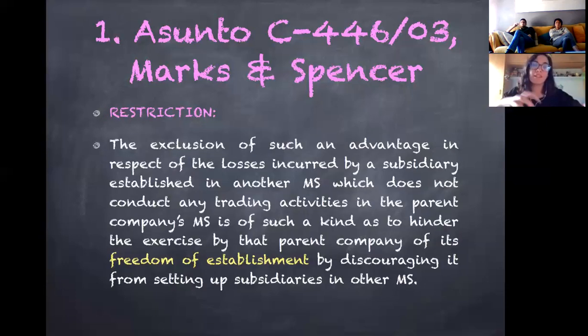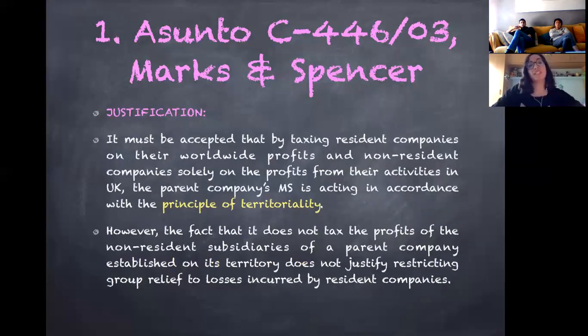Once the European Court of Justice has decided that there is a restriction or discrimination, the following step is trying to discover if there is or not a cause of justification. According to what is established by the ECJ, it must be accepted that by taxing resident companies on their worldwide profits, so those obtained in United Kingdom, but also on those obtained abroad, and non-resident companies only on the profits from their activities in United Kingdom, in the source state, the parent company's member state, United Kingdom is acting in accordance with the principle of territoriality.